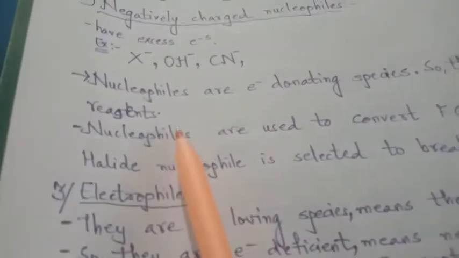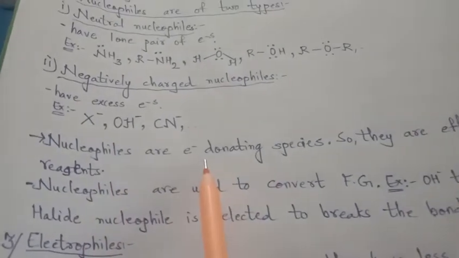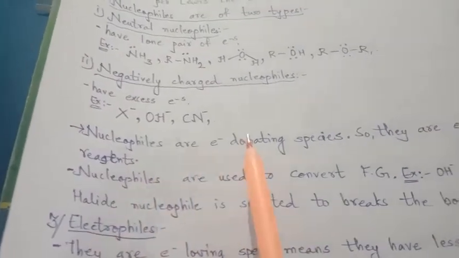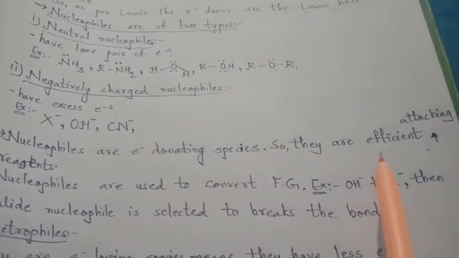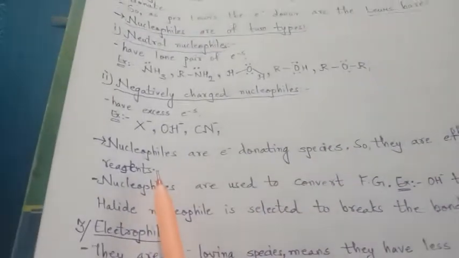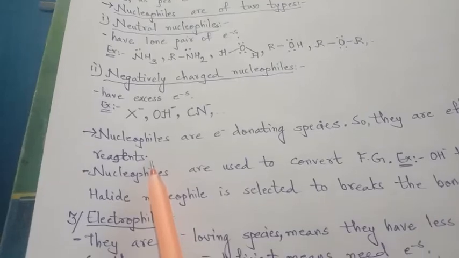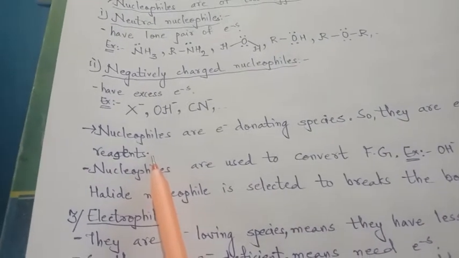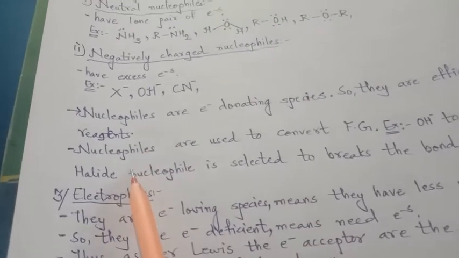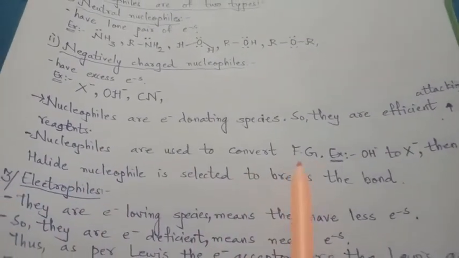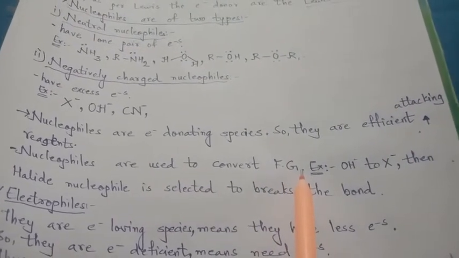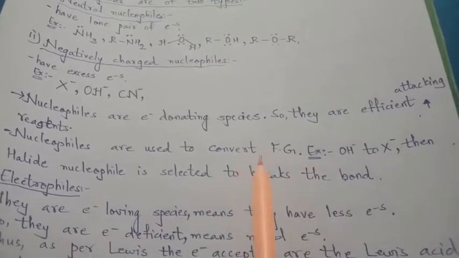So thus we can say that nucleophiles are electron donating species. So they are efficient attacking reagents. As they are electron donating species, they can easily attack on the species and donate their electrons to give the new products. Nucleophiles are used to convert functional groups. By donation of the electrons, it is possible for nucleophiles to convert the functional group.